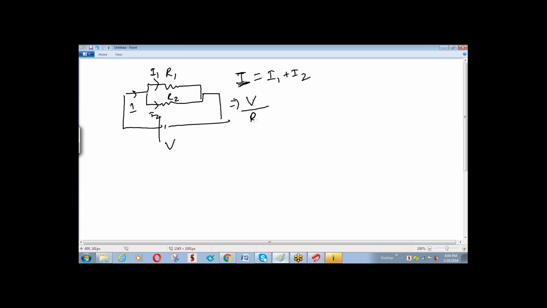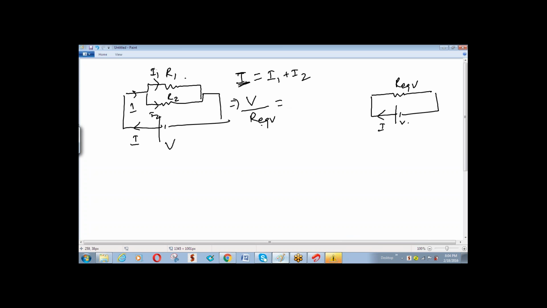the battery upon the net resistance, which I call the equivalent resistance, because I am trying to find one value of resistance which should be kept instead of these two, right? And that is the value I am bothered about. So V upon R equivalent is the net value of current, right? Current is still the same, right?